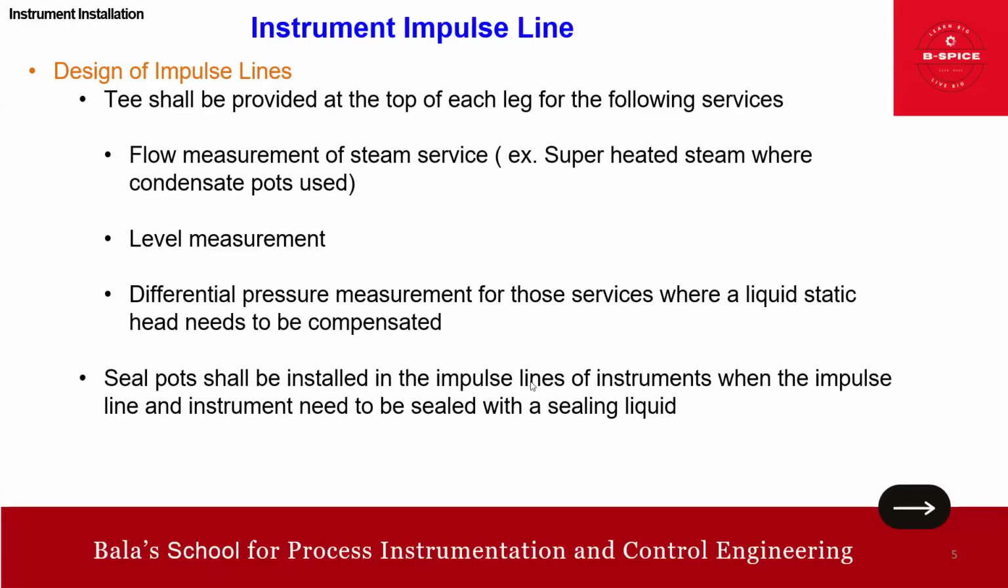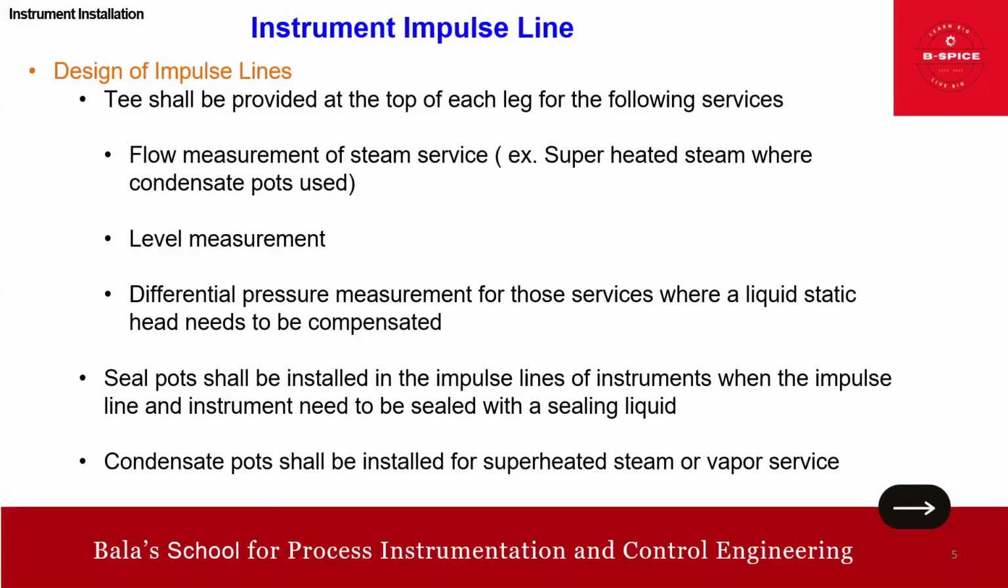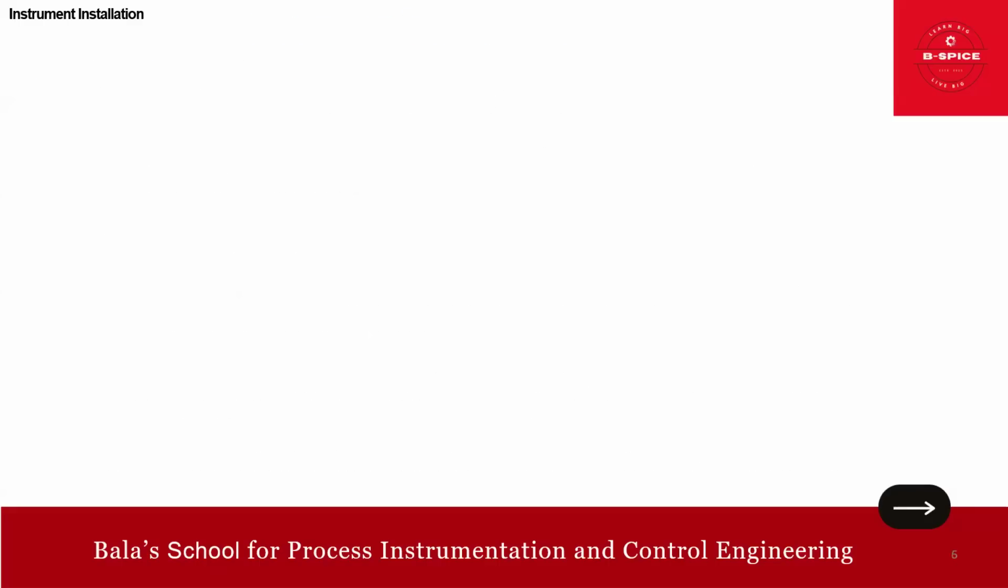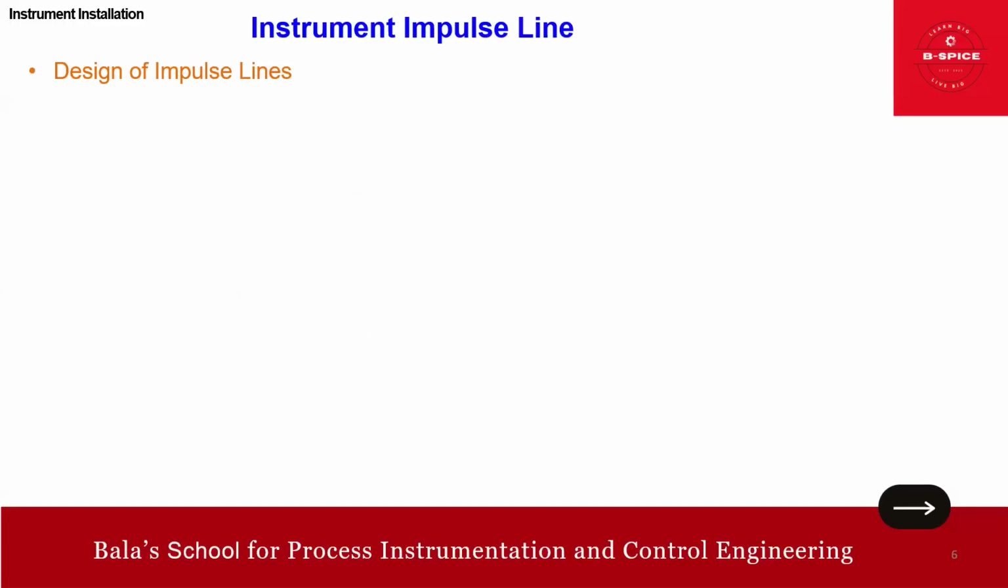So seal pot shall be installed in the impulse line of the instrument when the impulse line needs to be sealed with a sealing liquid. Condensate pot shall be installed for superheated steam or vapor service. So this also we need to watch out for during the design of impulse line. Any question, please write to me, friends.